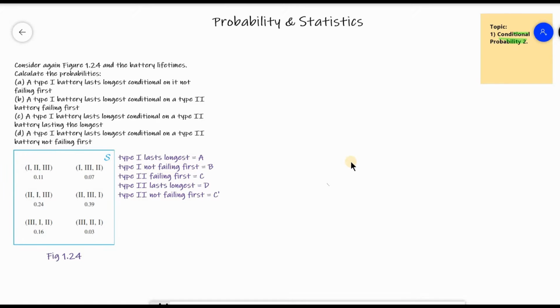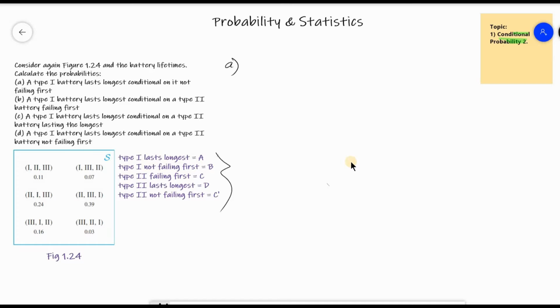Hello everyone, welcome to another video of probability and statistics, and in this video we are going to discuss a very important problem from the topic conditional probability. This problem is a bit lengthy, that is why I did not include it with the first video of conditional probability. Now for solving this problem we are going to use the following symbols to make the sentences smaller.